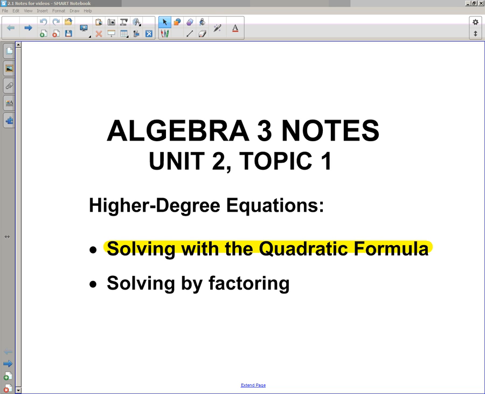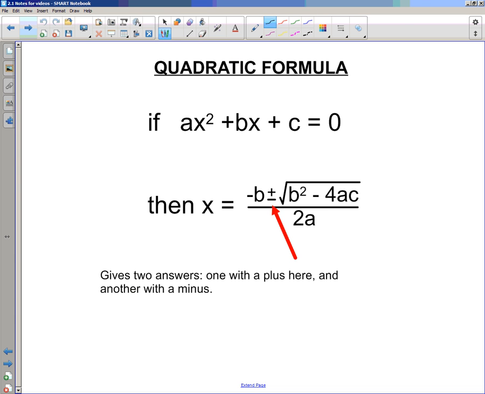Hi, this is our first video on the topic of higher degree equations. I'm going to split this up into two videos. In this one, we're just going to focus on solving with the quadratic formula. This is an area that students sometimes have some trouble with, not understanding how to do it so much as doing it accurately. I'm going to give you some hints to avoid some common mistakes here in a minute, but let's review what the quadratic formula is.